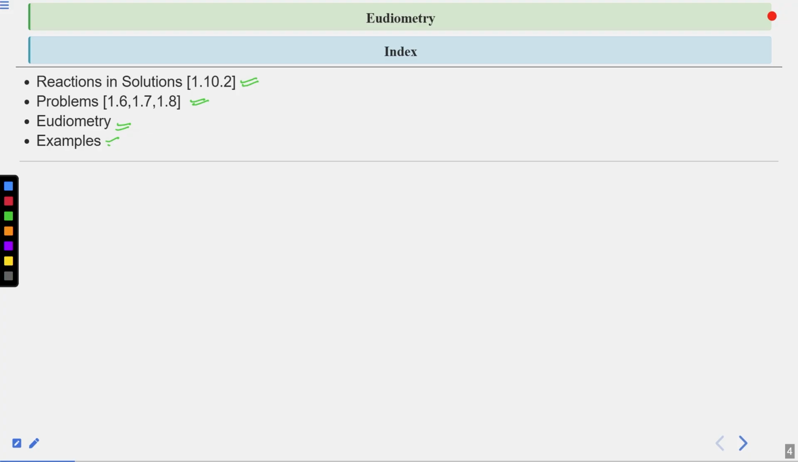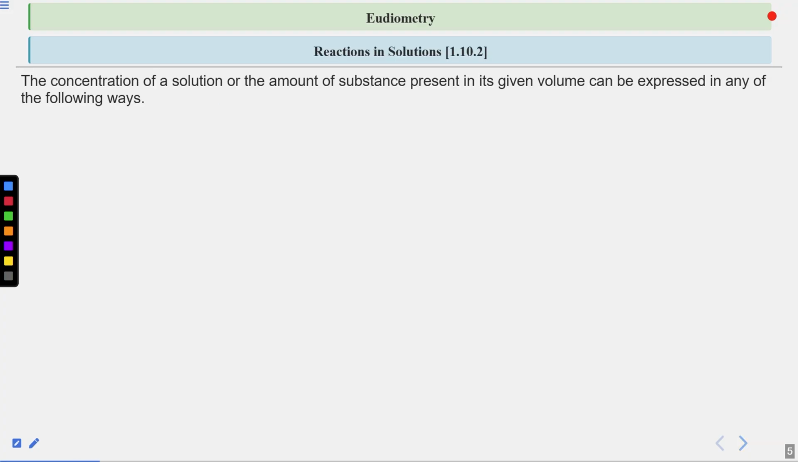What we will see are these 4 topics. So let's start today's class. First of all, I will tell you about reactions in solution. In this, I will deal with the concentration terms. The first thing is about the concentration terms, and this can be expressed in the following ways.